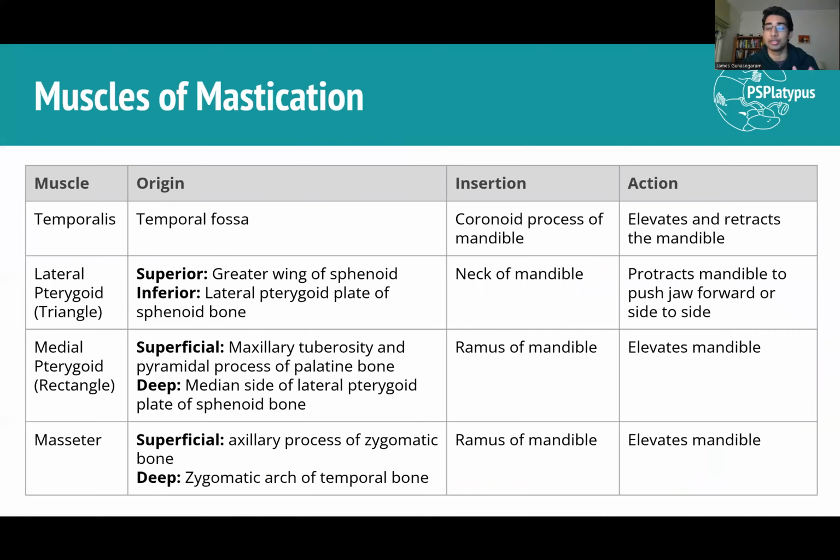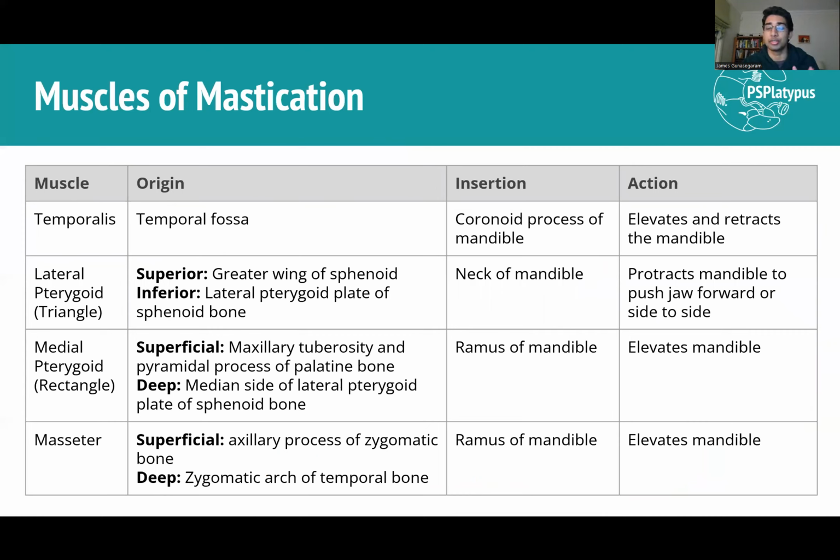You can sort of see what's going on here, or at least you can figure out the function again by the origin and insertion. So your medial pterygoid and your masseter, both of them, all they do is they go down to the ramus of the mandible, and then they just move up. So they're basically up to down. They go superior to inferior, and they just raise it up.